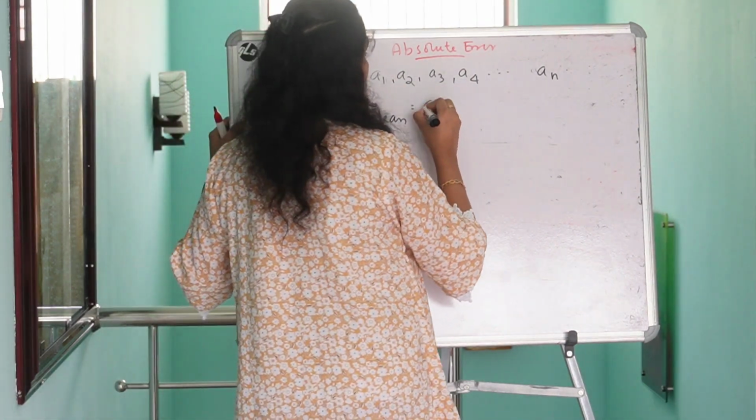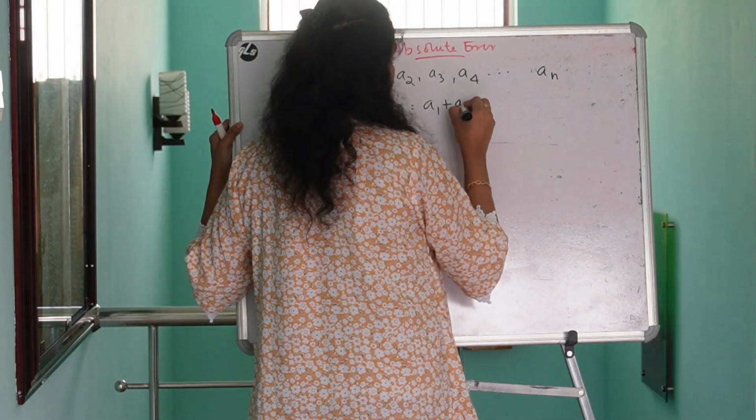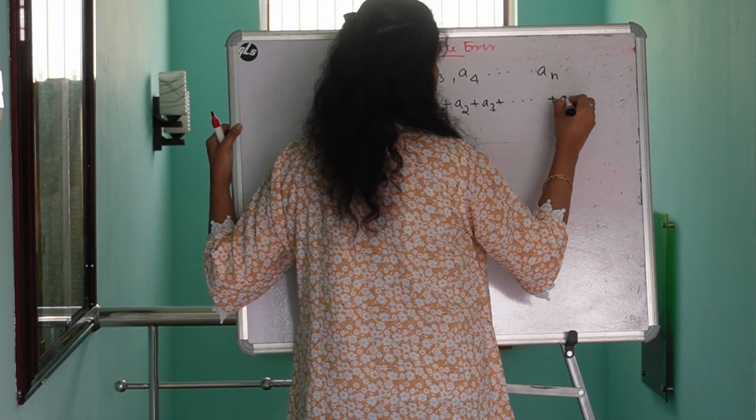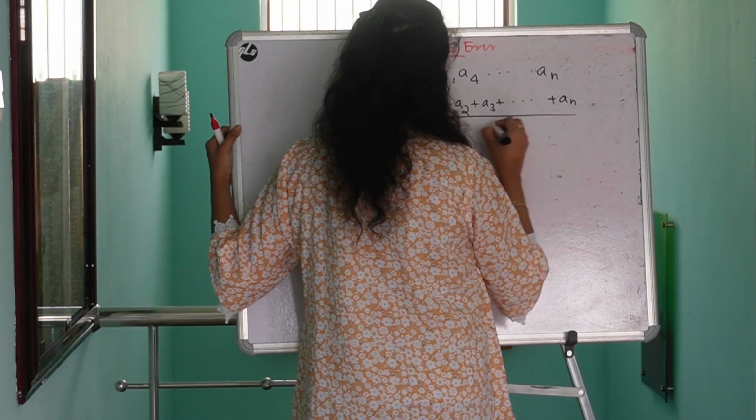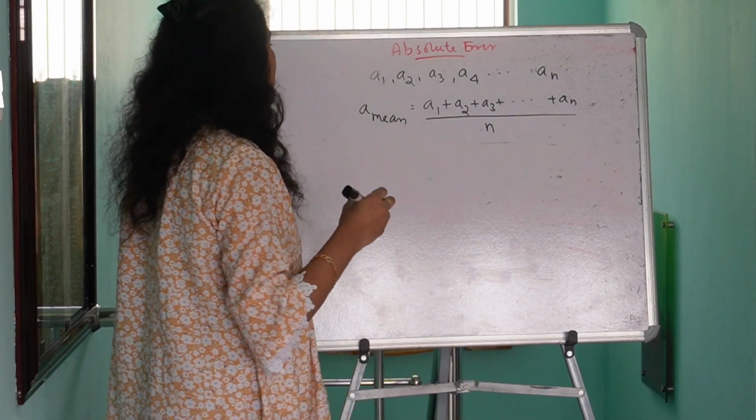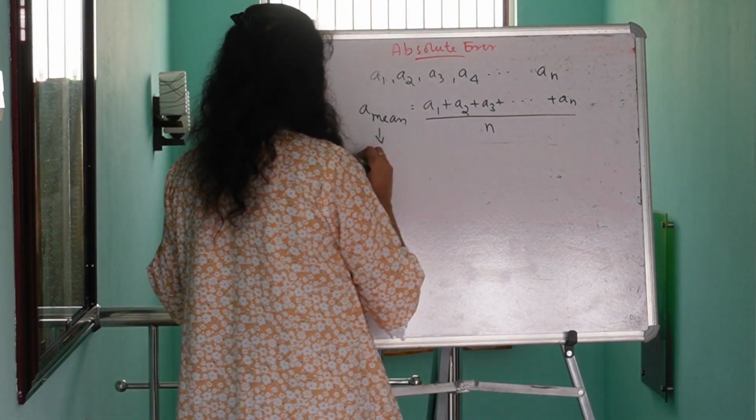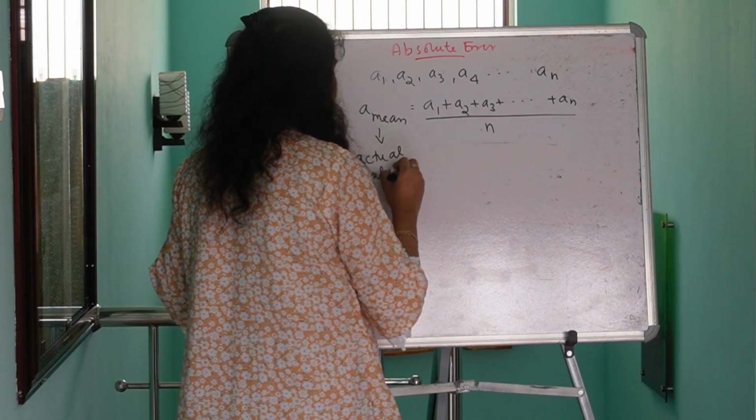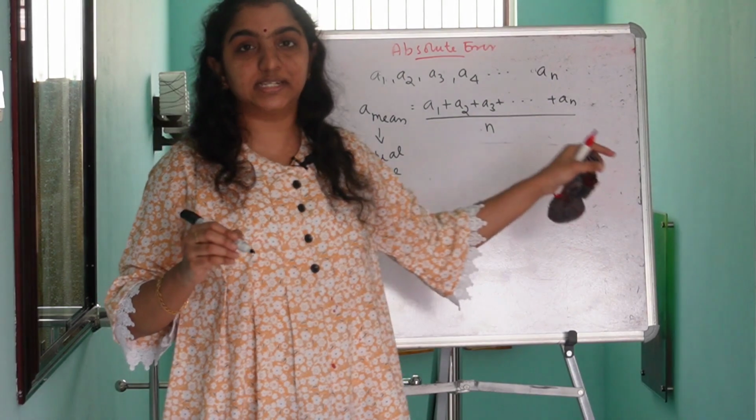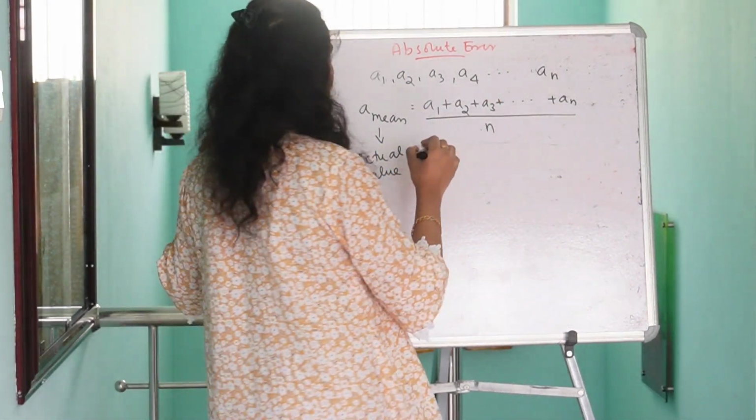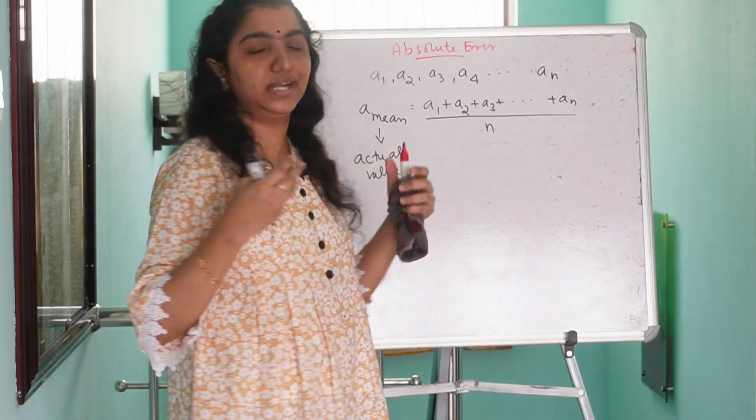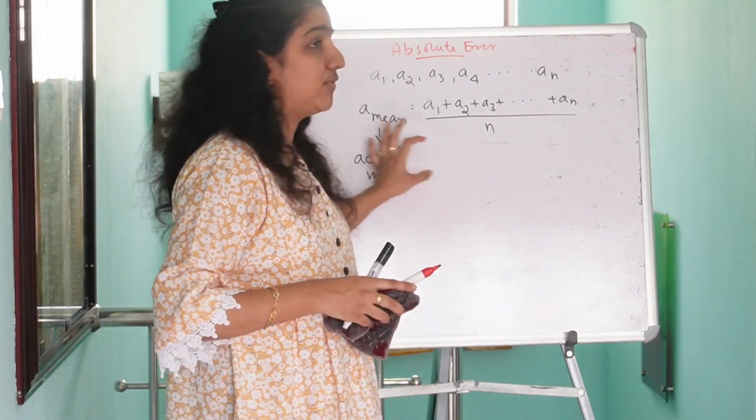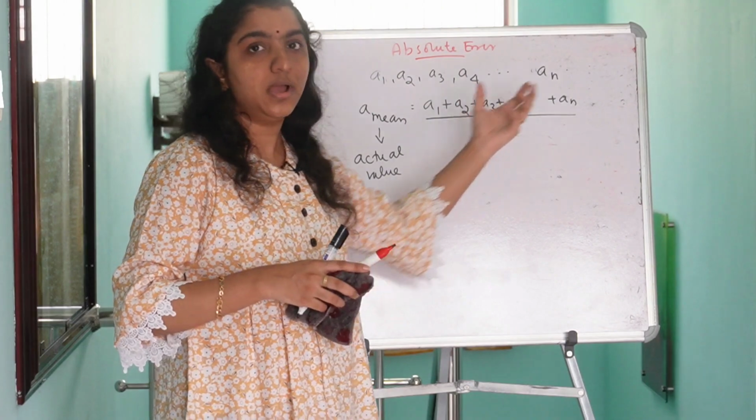How do we find the average of the measured values? A1 plus A2, we have to sum up all these values, up to An, divided by n. And what is A mean? A mean is considered as the actual value of the physical quantity. Is it clear guys? So in real time situations, we generally calculate the actual value by this mean.